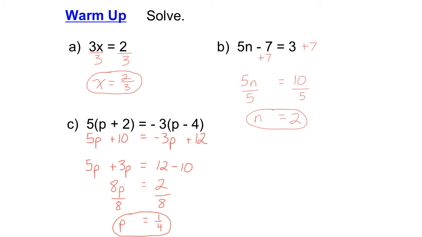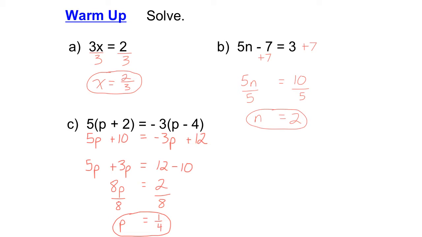For the last one, we have brackets, so we need to expand to eliminate the brackets. So 5 times p is 5p. 5 times 2 is 10. On the right, -3 times p is -3p. -3 times -4 is +12. So we have plus 12.